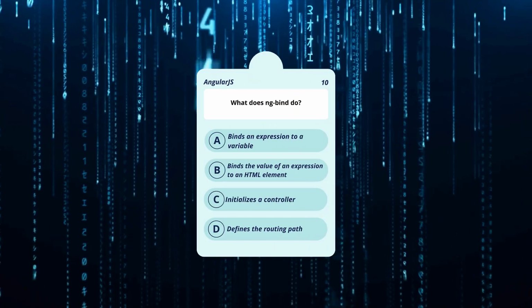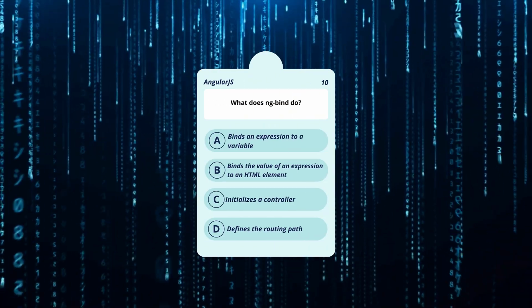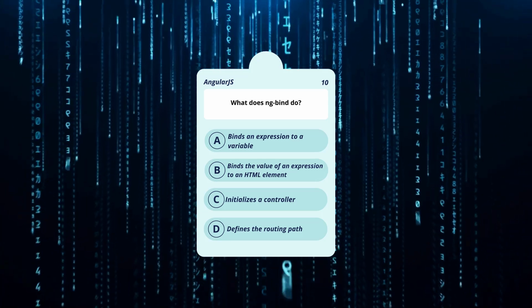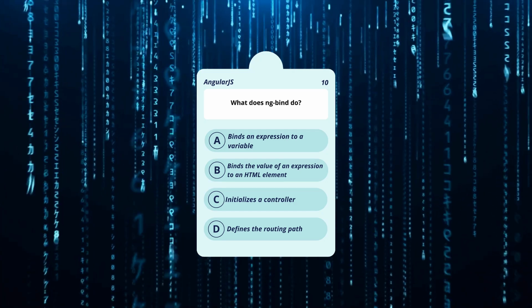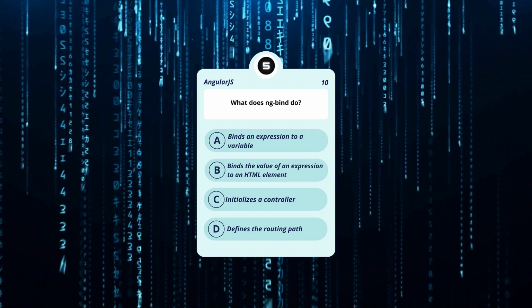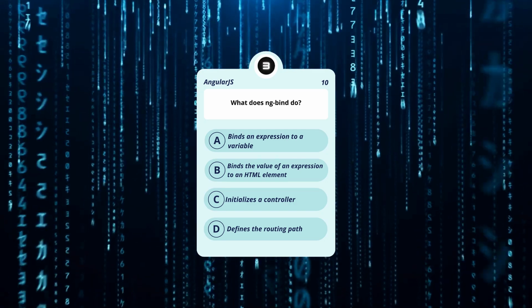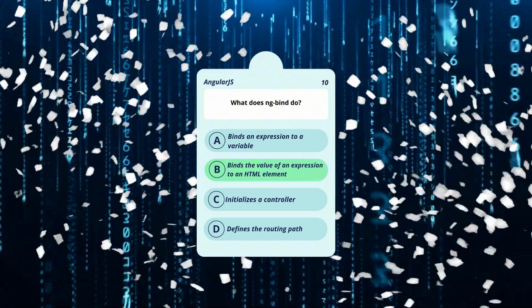What does ngBind do? A. Binds an expression to a variable. B. Binds the value of an expression to an HTML element. C. Initializes a controller. D. Defines the routing path. Answer B.